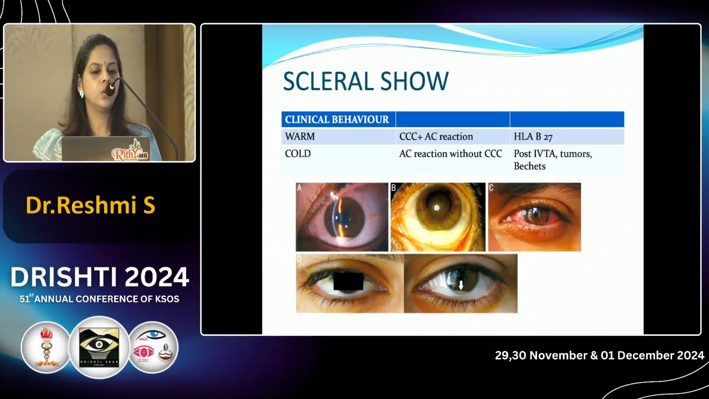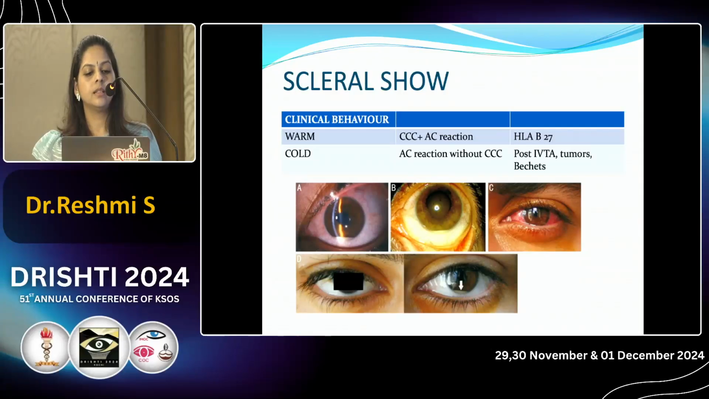Based on scleral show, it can be warm or cold hypopyon. Warm hypopyon means there is circumcorneal congestion along with AC reaction, as in HLA-B27. Cold hypopyon means AC reaction without circumcorneal congestion, as seen in post-IVT and tumors. The first three images show some amount of circumcorneal congestion with hypopyon, that is a warm hypopyon.